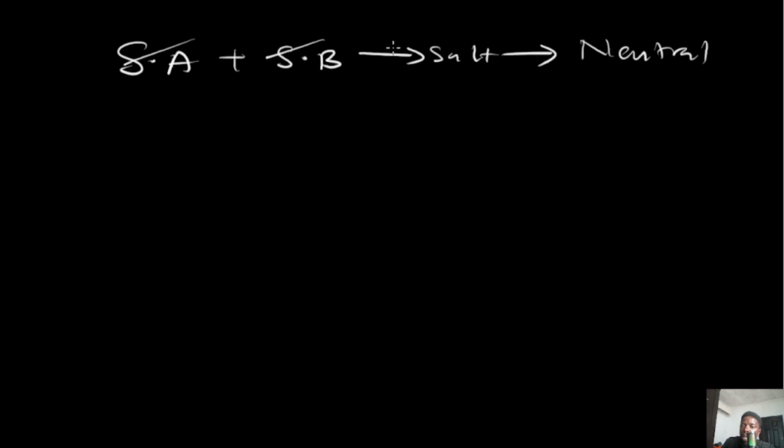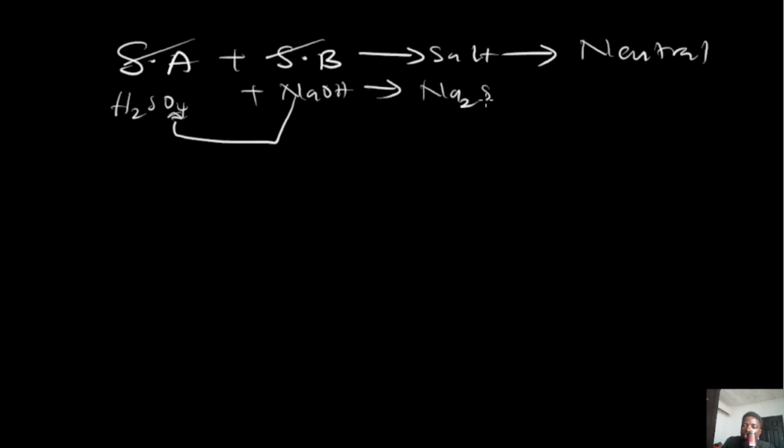Strong acid, strong base: any salt that is formed from a strong acid and a strong base, the strength of the acid will cancel the strength of the base completely, hence the salt is going to be neutral. So an example of such a situation: strong acid H2SO4, strong base NaOH. Once this happens, Na will combine with SO4, so that's going to be Na2SO4.